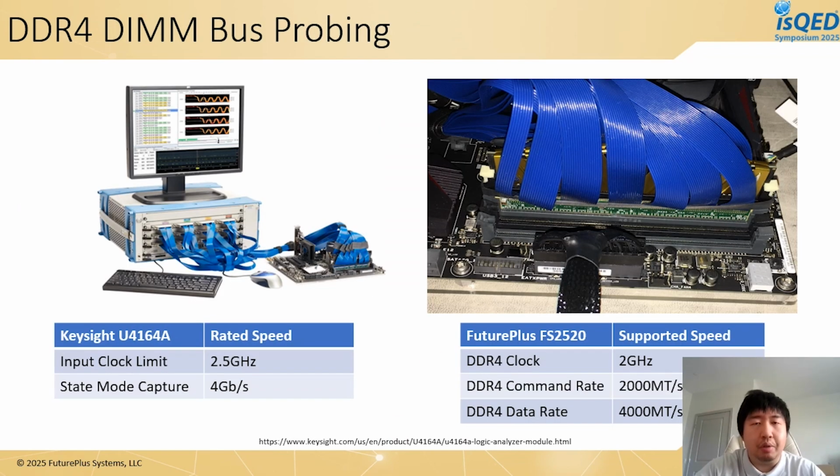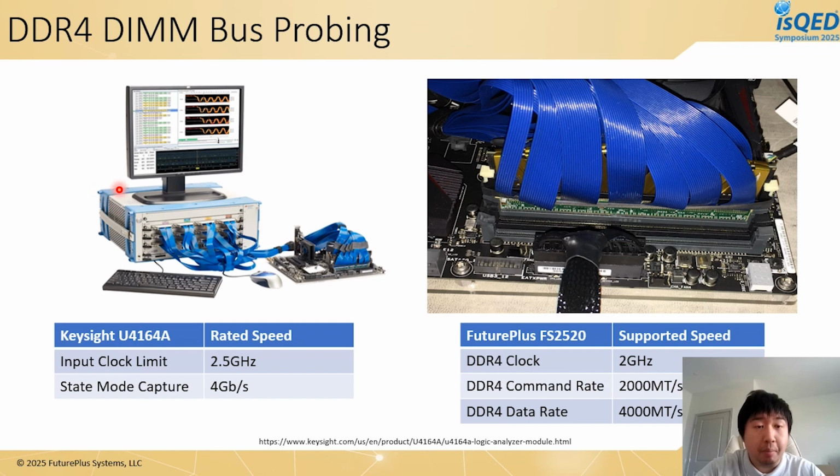Here is a pretty good example. This is our old DDR4 DIMM interposer, FS2520. You can see the green part here is the interposer. It first goes into a slot, then the DIMM goes on top of it, and all these blue cables are the cables that go to a logic analyzer.